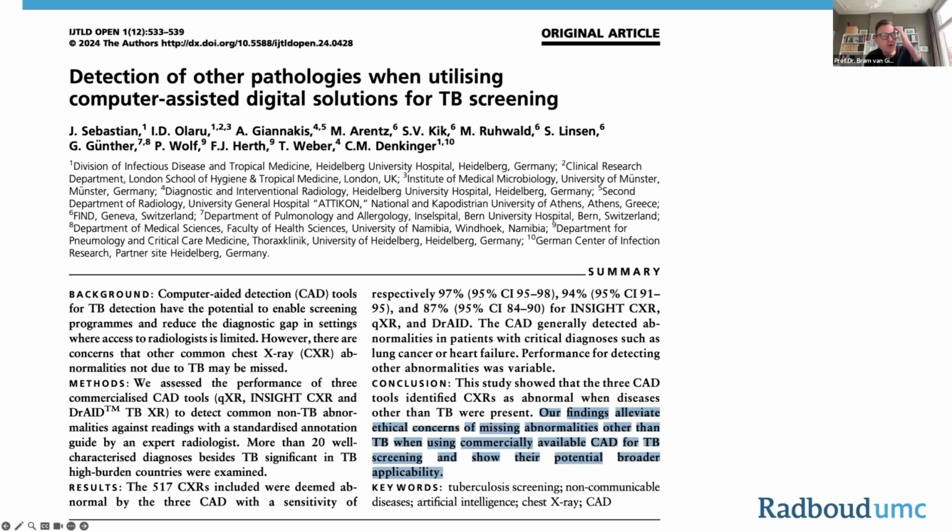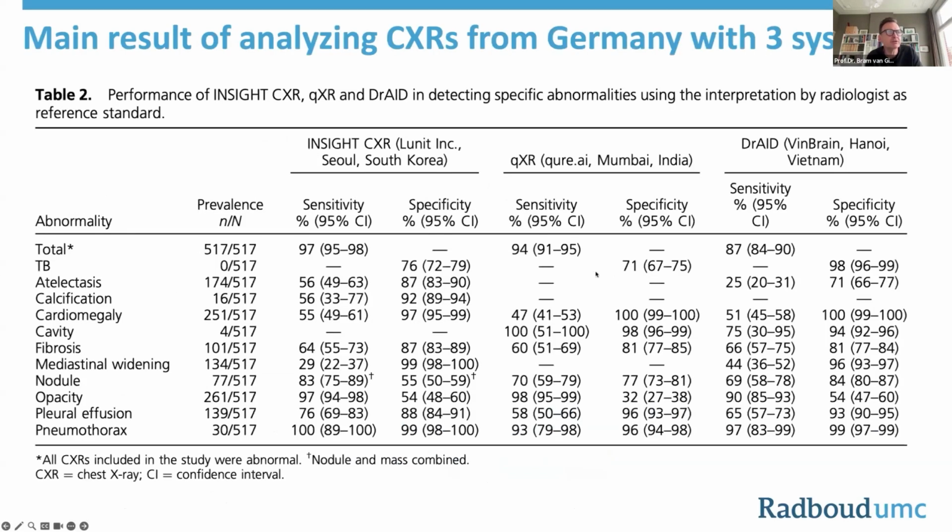So you could actually wonder what the use is of detecting these other pathologies. But as I just showed, there are now systems on the market that detect multiple abnormalities. Of course, people have started to test them out in the context of TB screening. This is a recent publication that looks at 3 different packages and then draws the conclusion that the findings alleviate ethical concerns of missing abnormalities other than TB, and that it would show their broader applicability. But actually, after reading this paper, I doubt if this is a conclusion that you can draw. But let's look at what they did.